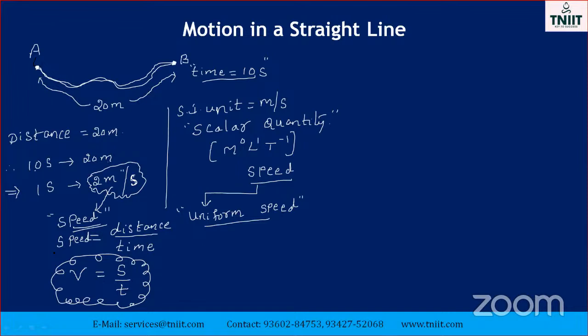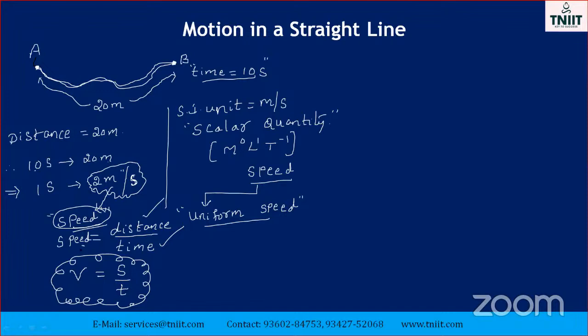So in 1 second, the distance traveled is 2 meter per second. This is what we considered as the speed. So speed is the distance traveled by the particle in 1 second. So the general formula for the speed is distance divided by the time. Speed is nothing but the distance divided by the time taken.